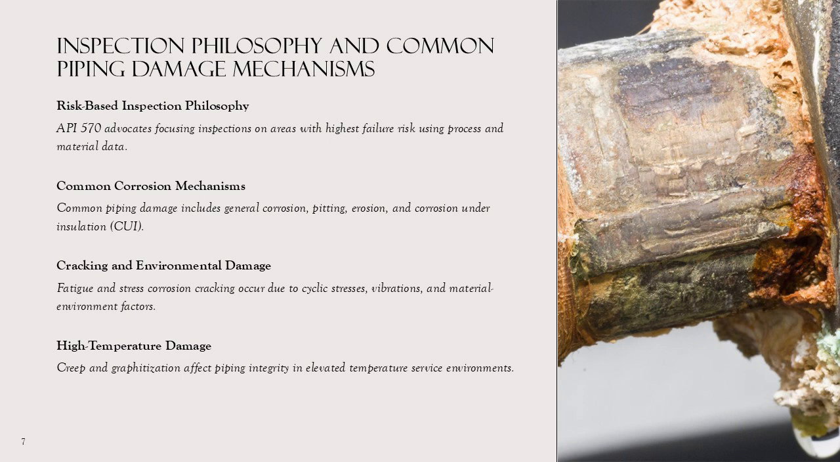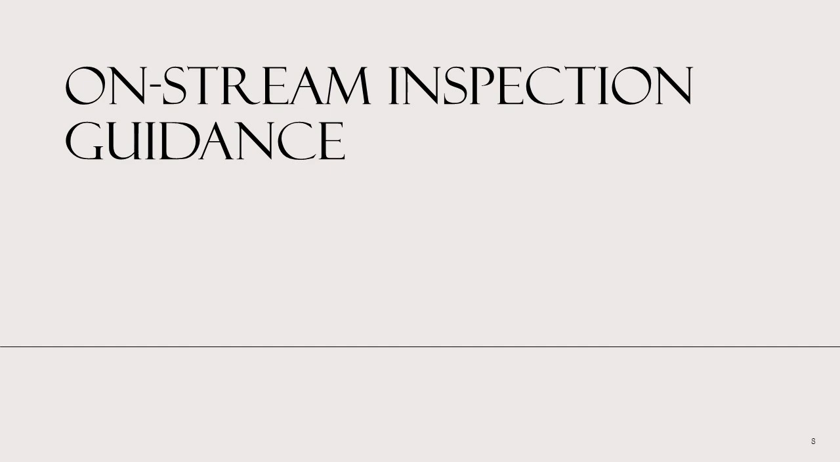Understanding these mechanisms allows inspectors to select appropriate inspection locations, intervals, and techniques. API 574 provides valuable descriptions and visual examples that help inspectors recognize early signs of deterioration in the field. By aligning inspection activities with damage mechanism knowledge, inspectors can improve detection effectiveness, reduce unnecessary inspections, and support proactive integrity management. On-stream inspection definition, techniques, and safety.